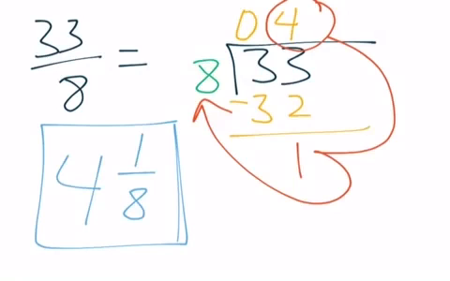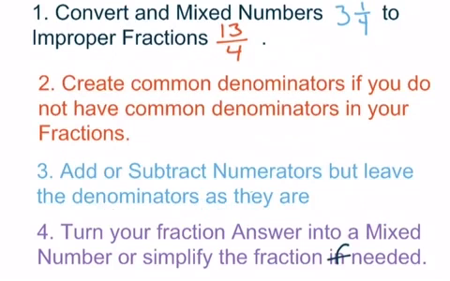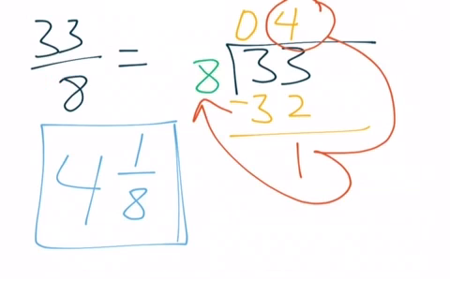So following all the steps right here: convert mixed numbers to improper fractions, you need common denominators, add or subtract numerators, and then after that make sure your answer is in regular fraction form, or mixed numbers.